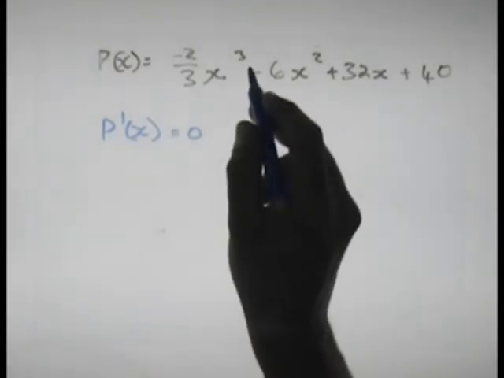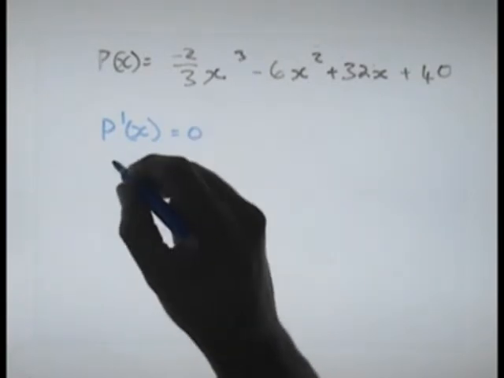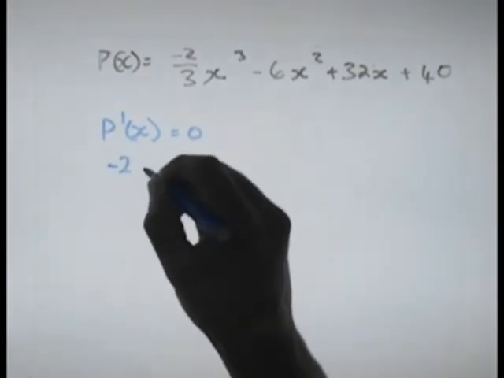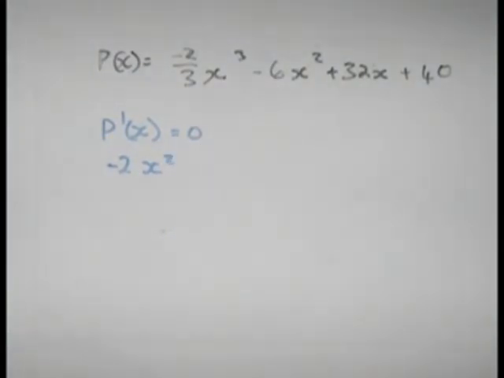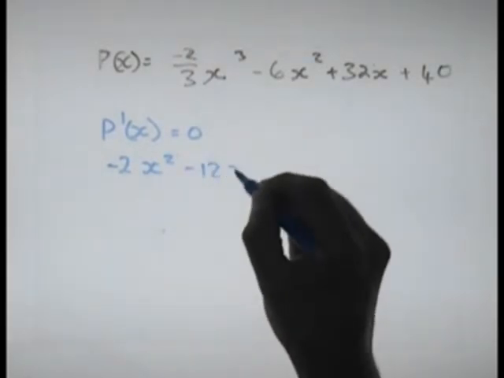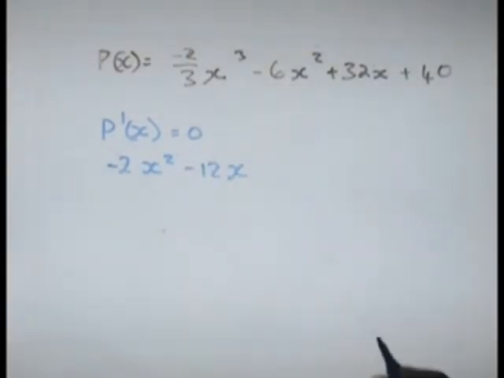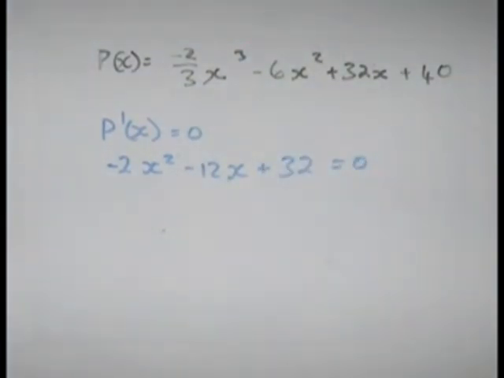The gradient of p of x is going to equal negative 2 over 3 multiplied by 3, which will just be negative 2. x to the power 3 minus 2 is x squared. 2 times negative 6 is minus 12. x to the power 2 minus 1 is 1. Plus 32 is equal to 0.